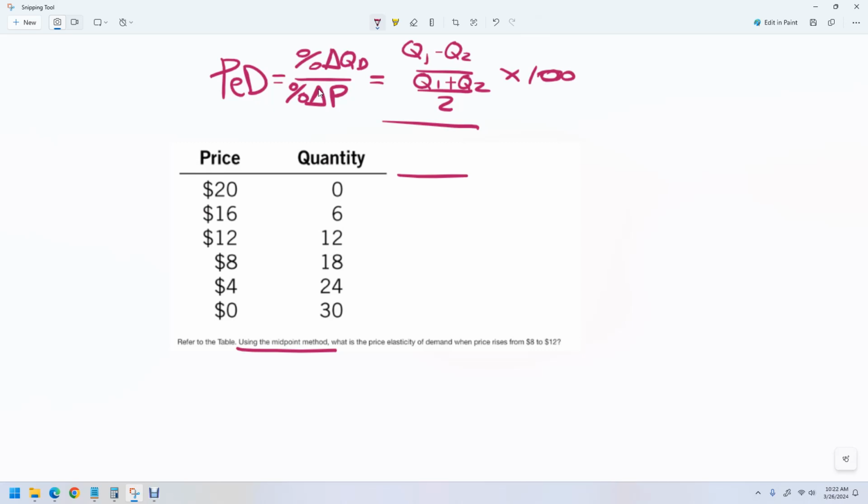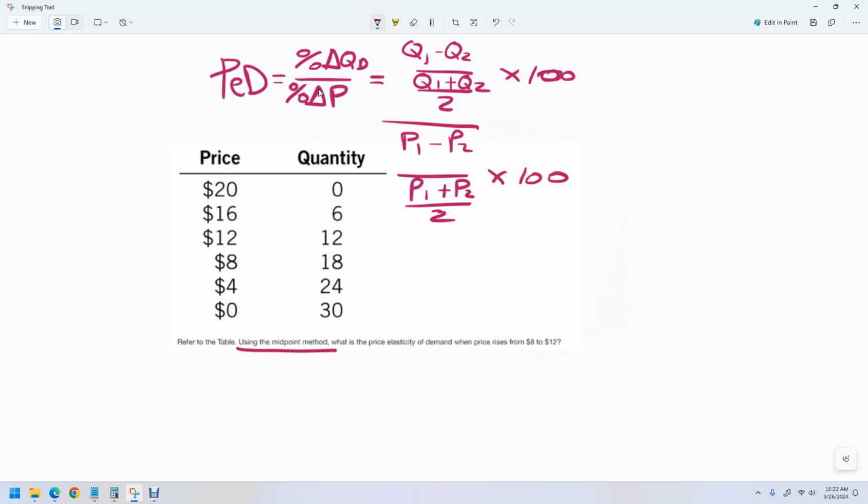Okay, so then on the denominator of the whole thing, we've got price 1 minus price 2, and then over price 1 plus price 2 divided by 2. Okay, the midpoint between that. This is also times 100, and so you'll get the percent change in quantity over the percent change in price. Okay, so let's plug in what we have here.